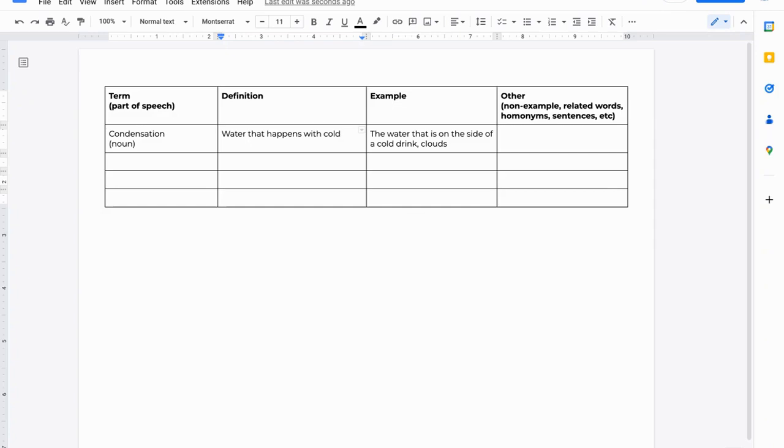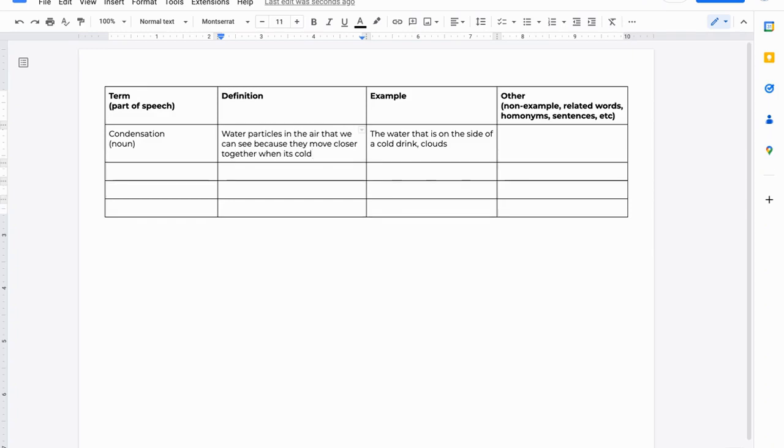We could do an investigation, we could do all kinds of things, and then we could come back. Hopefully through this work, we'd come up with a better definition. Here's an example of a definition that students might come up with: water particles in the air that we can see because they move closer together when it's cold. I like that one because it shows a stronger understanding of what's happening, and it's much better than something that I would give them because it's student created, so they're really going to understand this piece.